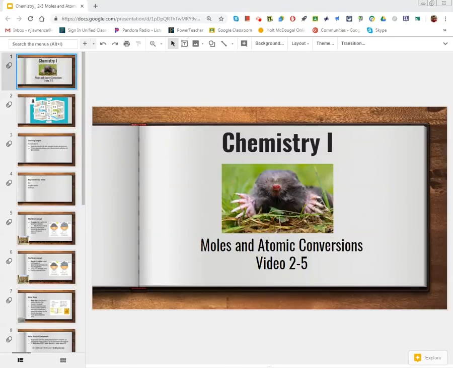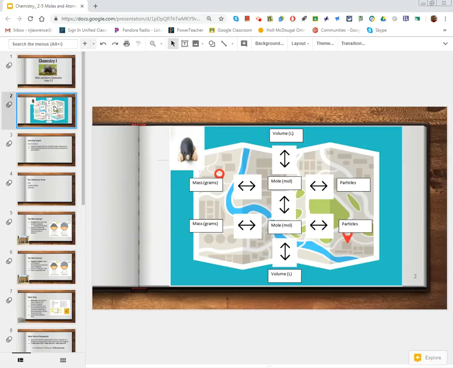Welcome to video 2.5, moles and atomic conversions. We're going back to the world of conversion problems. As we get started, two resources you're going to need are your periodic table that I gave you in class and this thing called the mole map. This mole map is found on page 63 of your workbook. So pause the video, grab your periodic table, and grab your mole map.